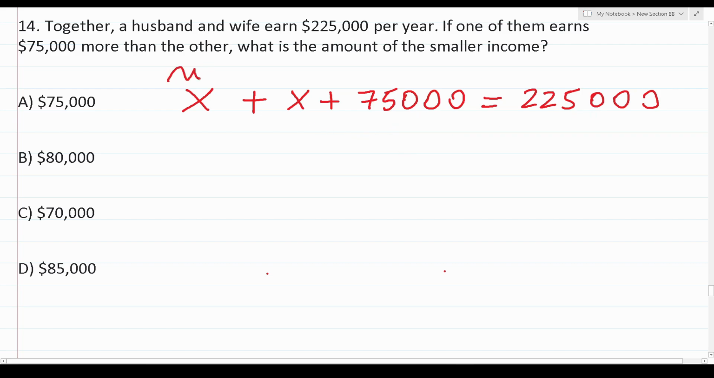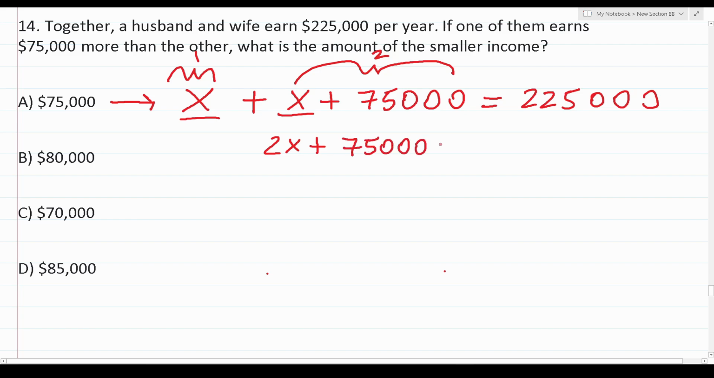All right, so we just expressed this problem algebraically. Again, if it's helpful, you can say this is one person's income. This is the other person's income. Clearly, x is going to be smaller than x plus 75,000. So at the end of the day, we're just solving for x here. But before we do that, let's combine like terms. We have x and x, which is 2x, plus 75,000 equals 225,000. Again, we're solving for x, so let's subtract 75,000 from both sides now.